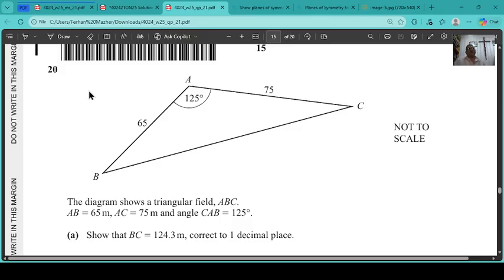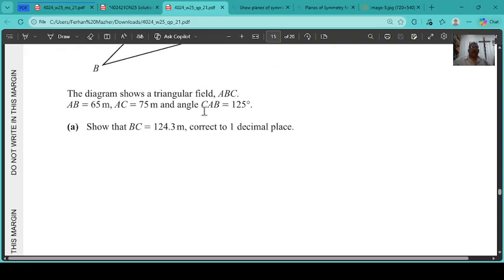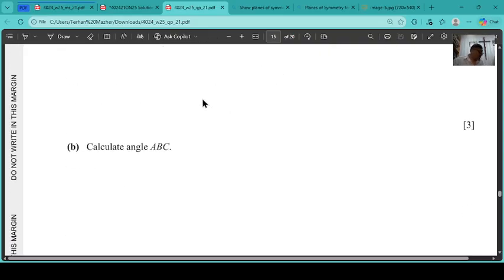He says the diagram shows a triangular field ABC where the AB side is 65 meters, the AC side is 75 meters, the angle CAB is 125 degrees, and we have to show that the BC side is 124.3 meters, correct to one decimal place. This part A of question number 20 is worth 3 marks.